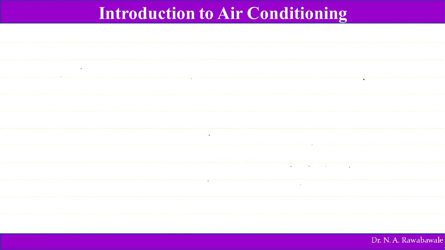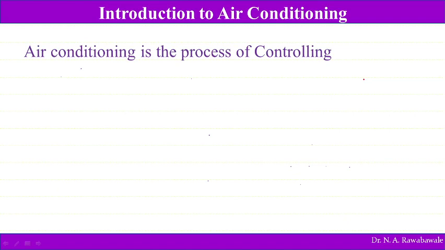So what is air conditioning? Air conditioning is the process to control the properties of air. Which kind of properties of air are controlled in air conditioning, that we want to see. This controlling is very important. The first property we control is temperature. The temperature is controlled with the help of air conditioning.